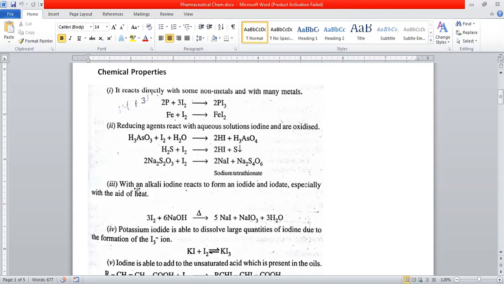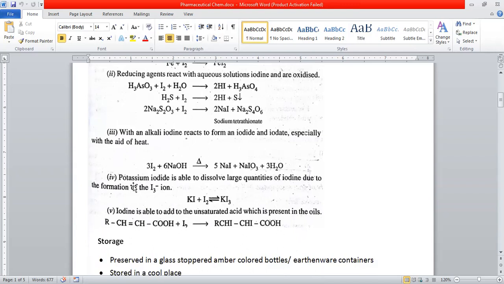Next, third reaction is with an alkali. With an alkali, iodine reacts to form an iodide and iodate in the presence of heat. So iodine in the presence of an alkali, that is sodium hydroxide, and in the presence of heat is converted to sodium iodide and sodium iodate. Fourth, potassium iodide is able to dissolve large quantities of iodine due to the formation of I3 negative ions. So potassium iodide plus I2 gives a reversible reaction to form KI3.